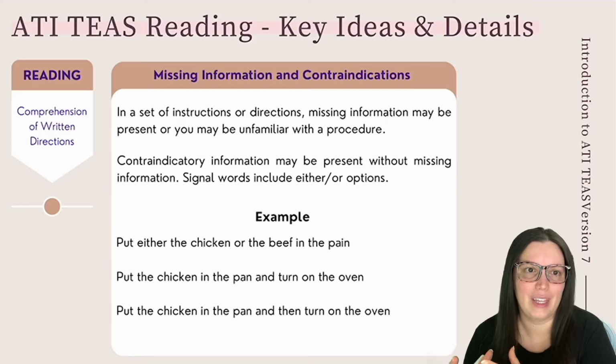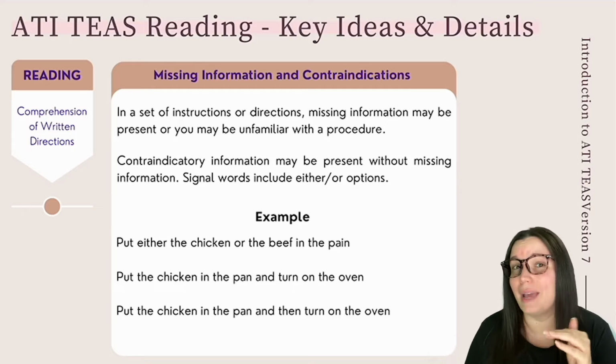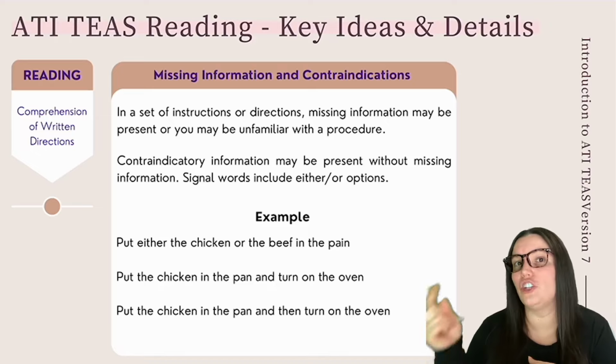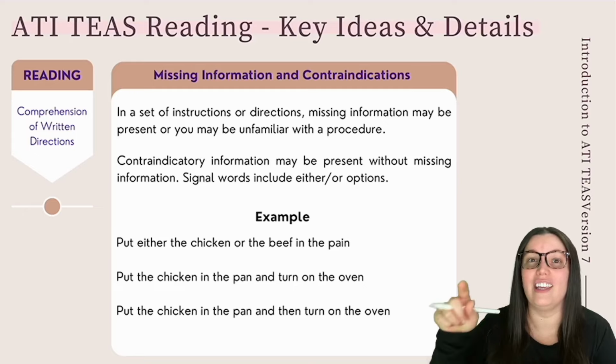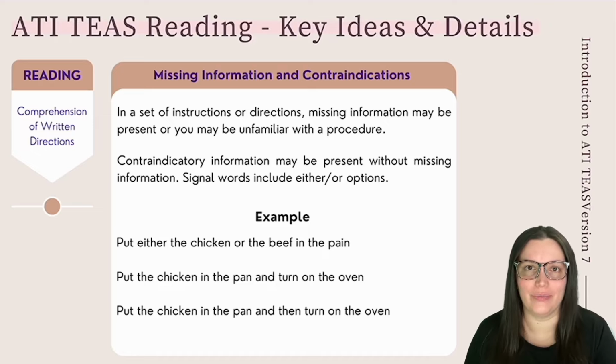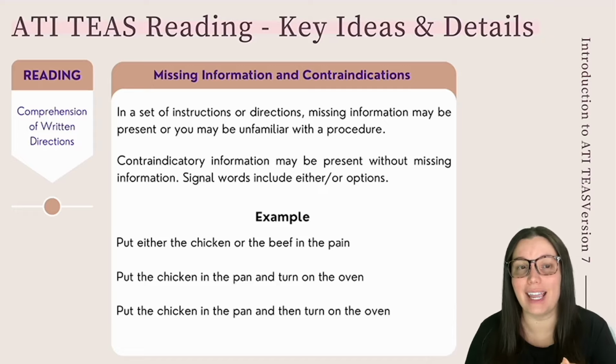However, the directions may say put the chicken in the pan and then turn on the oven. In this case, you would put the chicken in the pan and then turn on the oven after you had put the chicken in the pan. It's really important to never assume steps are optional unless the text explicitly states that that specific step is an option.